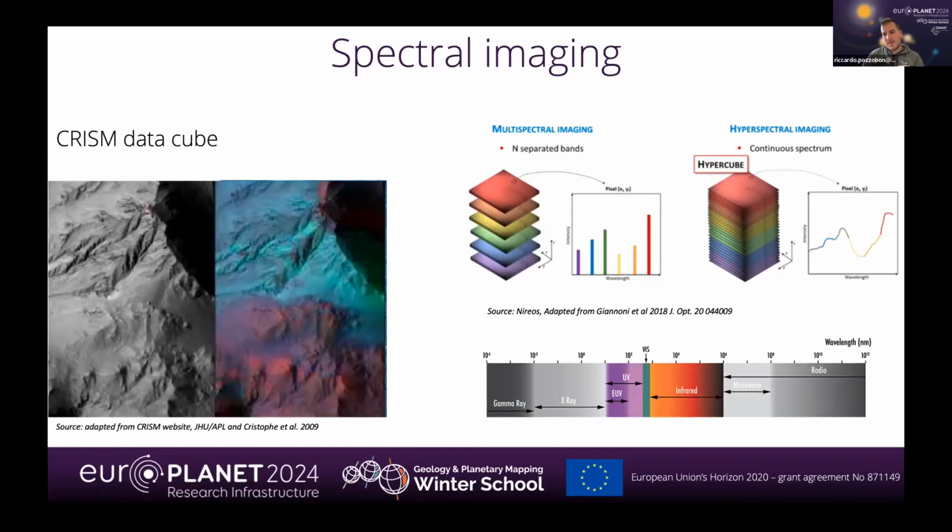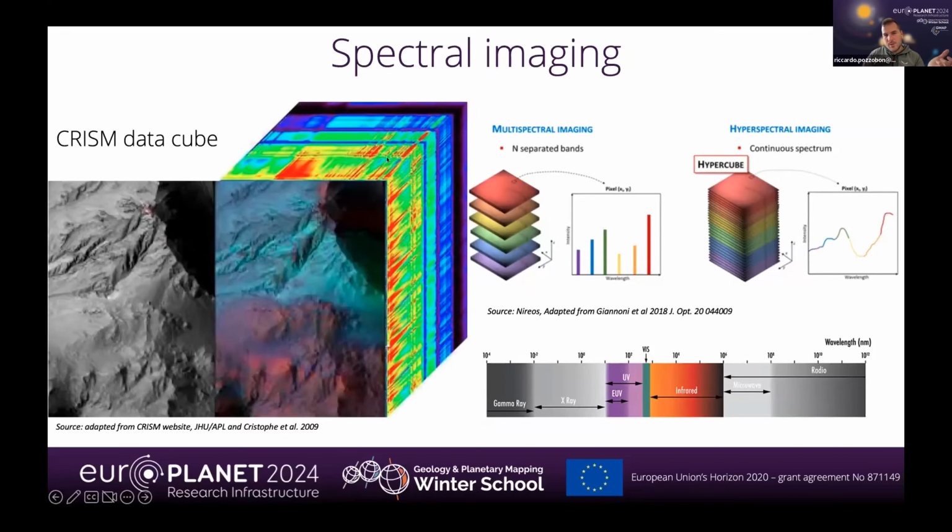Every mineral has different peaks and absorptions, and this is giving basically the fingerprint of a mineral or of a material on the surface of a planet. Prism is what is called a cube. A cube is basically this.